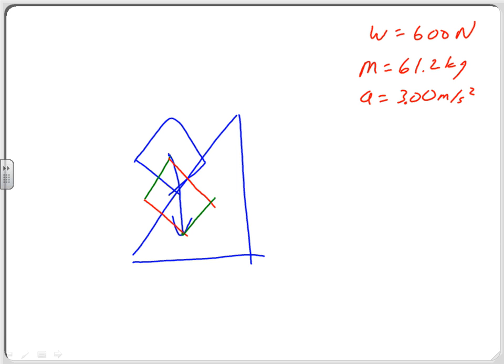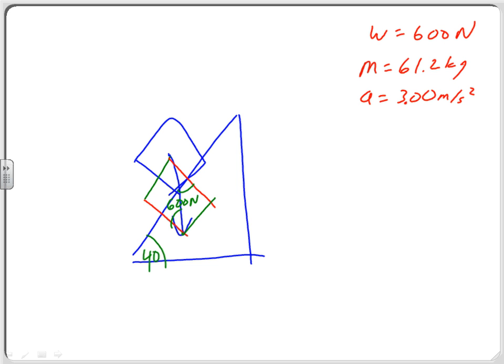Now what you have to realize to work this problem is, if the angle of our incline is 40, the two triangles inside our parallelogram are similar to that triangle. If this angle is 40, this angle is also 40, and this angle is also 40. We know the line going down here represents the weight of the box, which in this problem is 600 newtons.